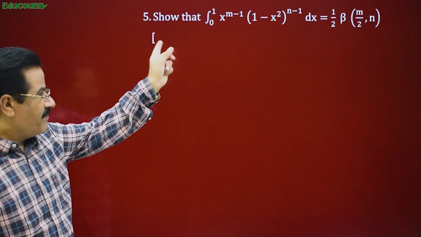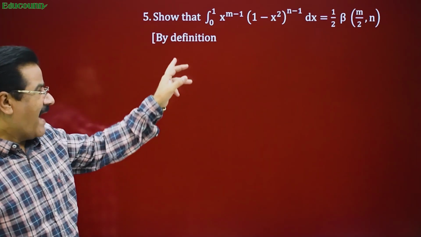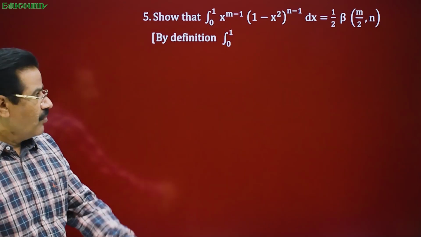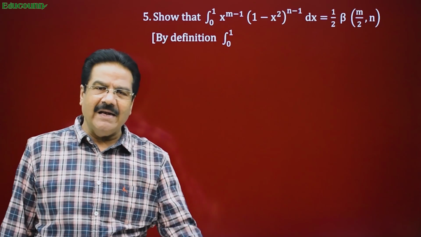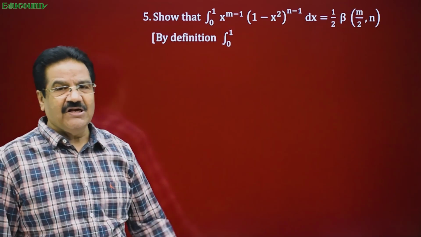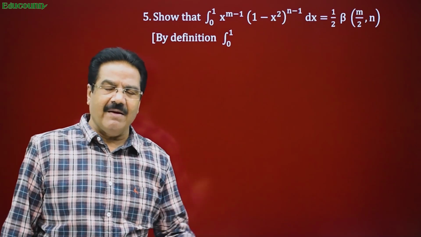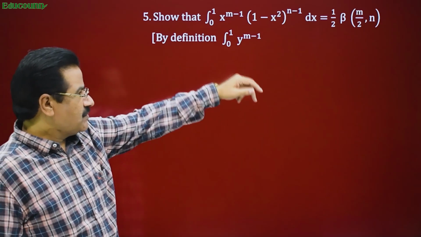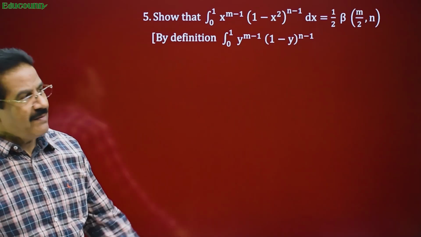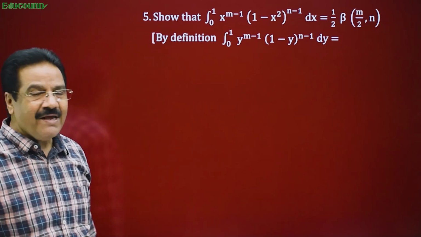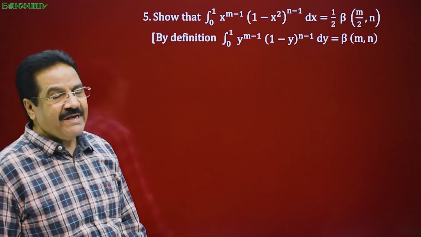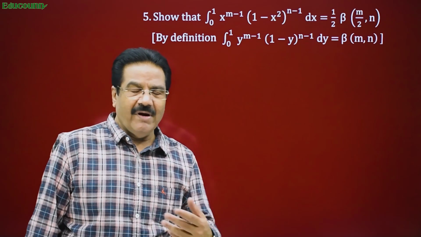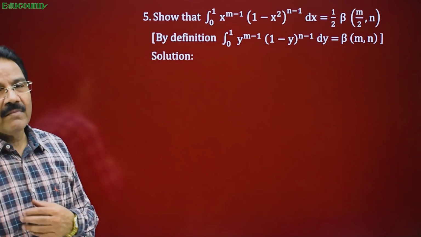So the definition of beta function: by definition, integration 0 to 1. As I told you earlier, we can write down the definition in terms of any variable. So I am writing it in terms of y. So y raised to m minus 1, (1 minus y) raised to n minus 1 dy is equal to beta m, n. Now let us go for the solution.